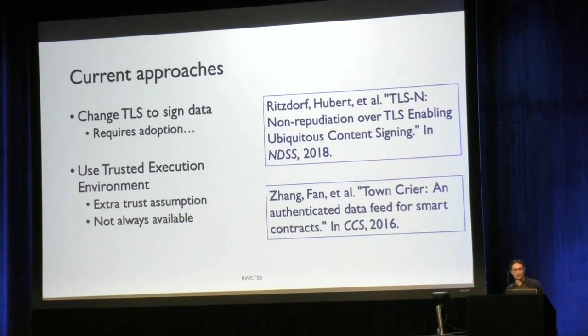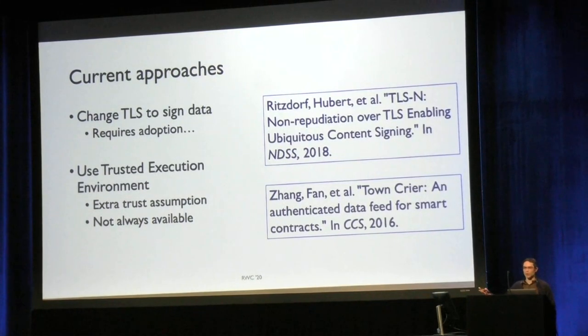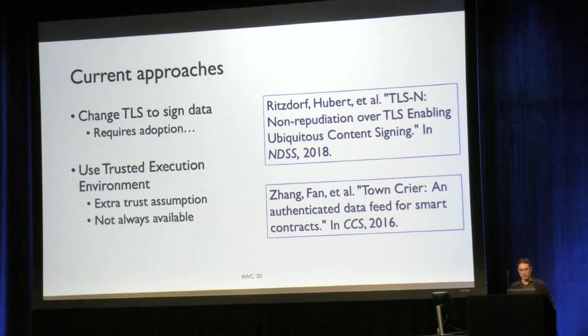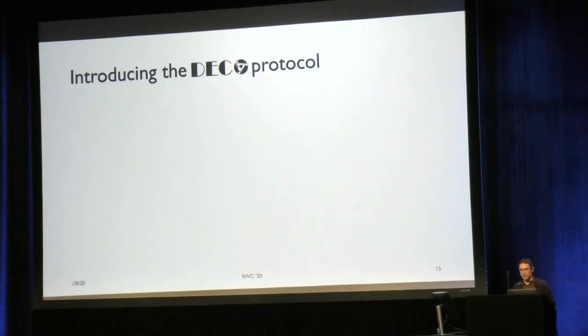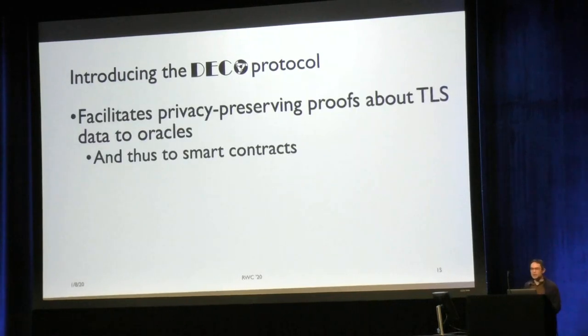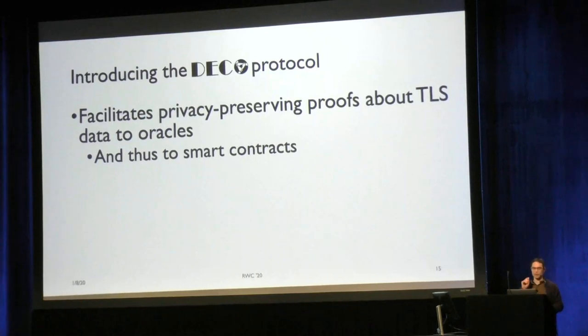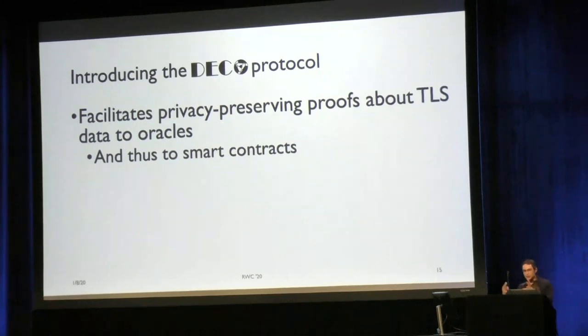In the sense that Intel historically has not allowed people to load arbitrary code into enclaves, although I understand that's changing. So with this, let me introduce the Deco protocol. Deco facilitates privacy-preserving proofs about TLS data fetched by users to oracles. And Fan will give you a more precise notion of what privacy-preserving means than I've given thus far. So it enables this proof to oracles and thereby to smart contracts.